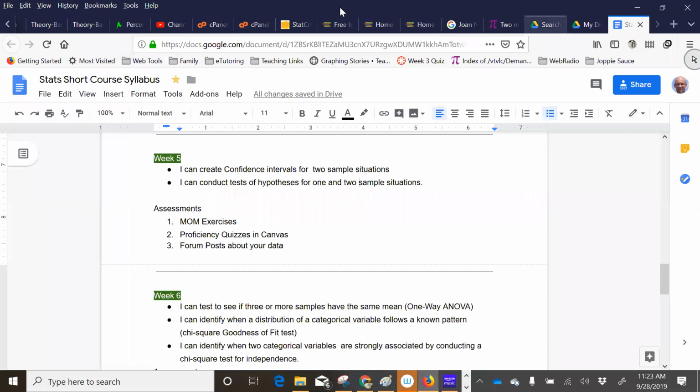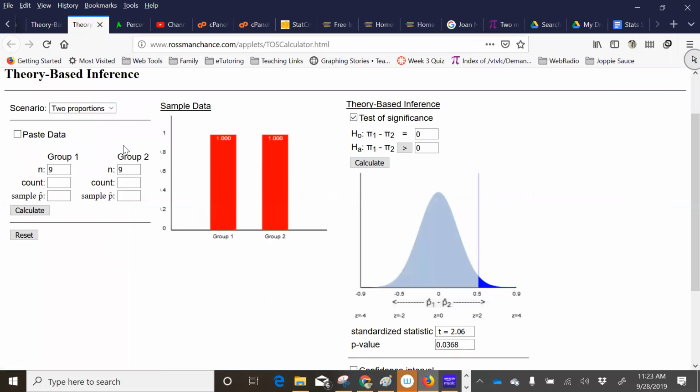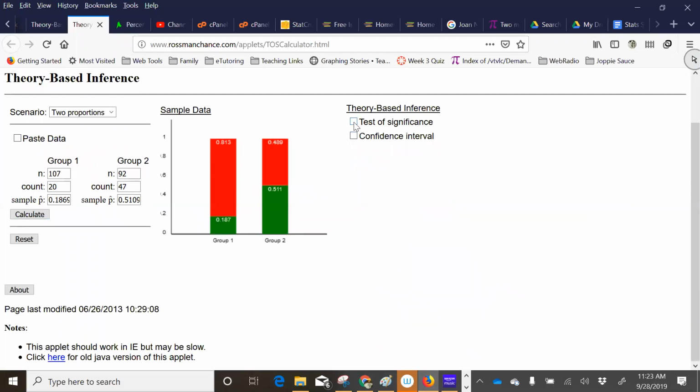So let's see here. Rossman Chance, theory-based, there we go. I'm going to change my scenario to two proportions. I have 107 males, and 20 of them had an earring. And I had 92 females, and 47 of them had earrings. Let me undo this. Let's do a confidence interval and see what happens there.